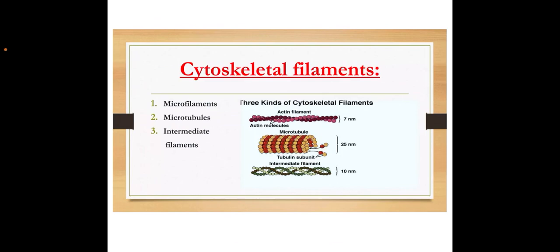So there are three types of cytoskeletal filaments. First of all is the microfilaments, second one is the microtubules, and third one are the intermediate filaments. We are going to look upon these three cytoskeletal filaments in today's detailed lecture.